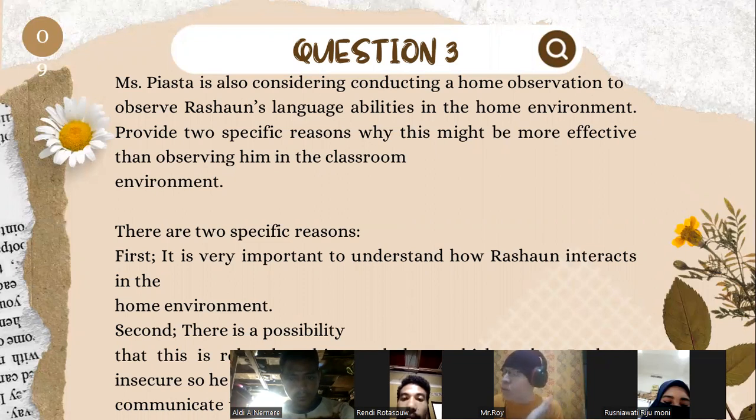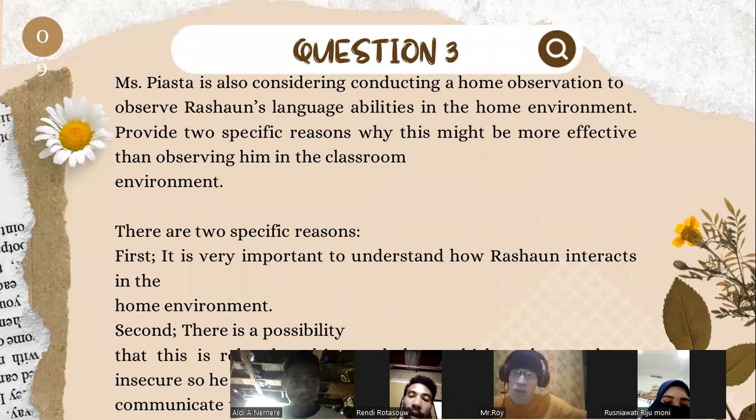Well, the second point is probably related to the psychological things. Of course, it must be important to take a look at Russian's background, as we have read in the book, and Ms. Piasta as a teacher should take a look at that very carefully, so he can choose the right method to handle the problem of Russian, which is the loss of confidence to communicate with other classmates. Well, that's all the answer of the third question.